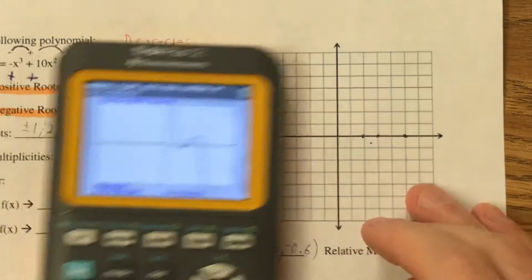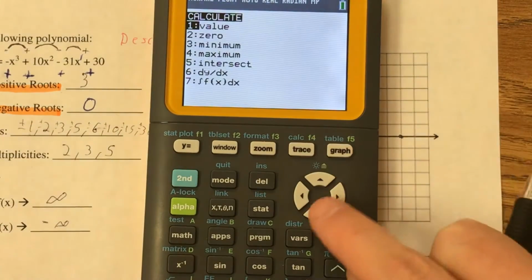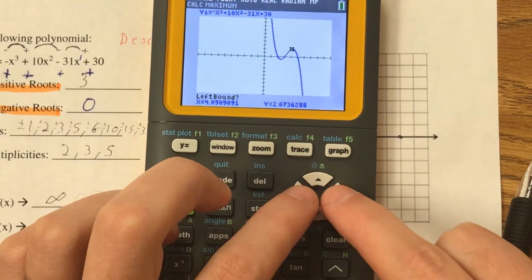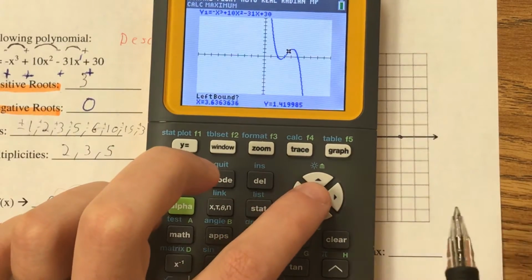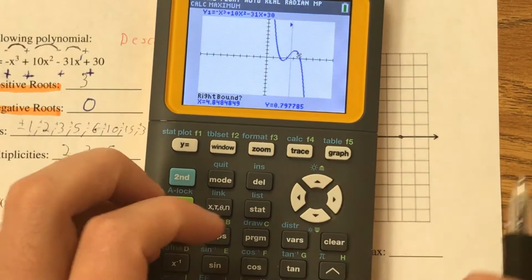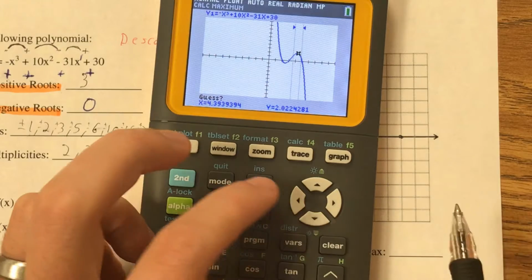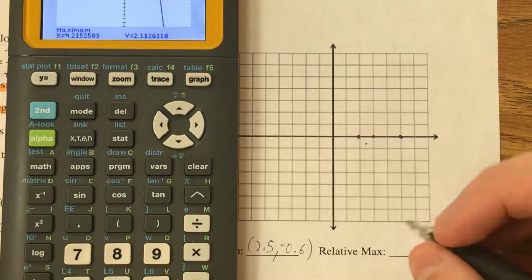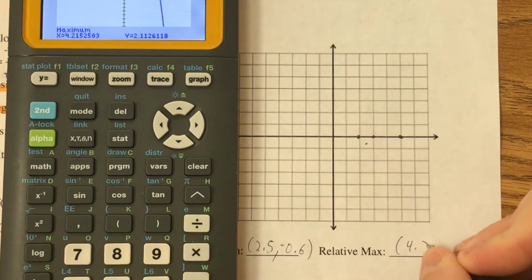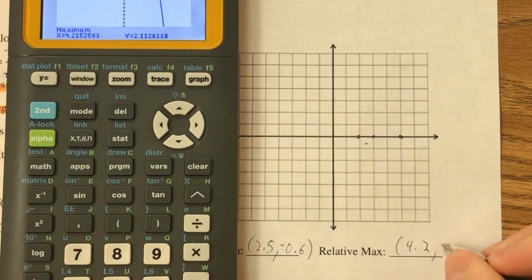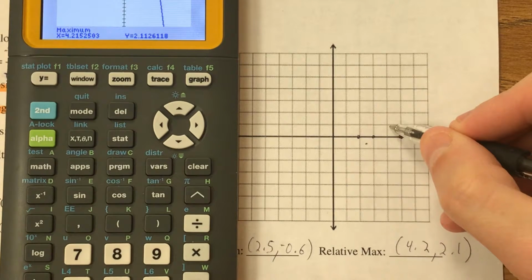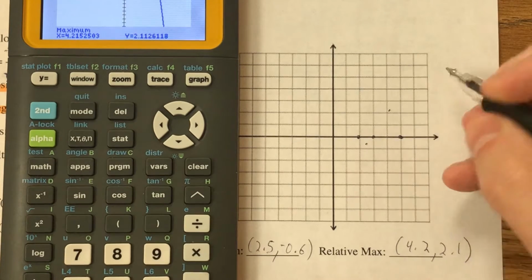For relative max, do the same thing. Second trace, and this time you go to maximum. The max is right here, so I'm going to go a little bit to the left, go a little bit to the right, then go a bit to the middle. And it tells me the exact max right there is 4.21, so it goes to a 2, and then 2.11, so it'll stay a 1. So 1, 2, 3, 4.2, 1, 2.1. So it's going to be something like that.